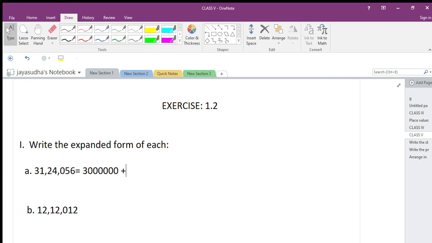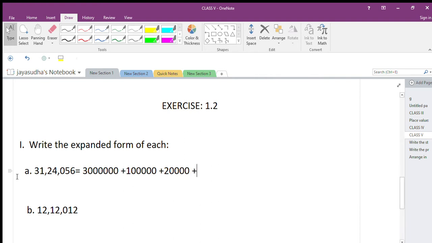Then what about the next digit? 1. After 1, how many digits are counted? 1, 2, 3, 4, 5. So you have to put 5 zeros. That is 1 lakh. After that, the next digit is 2. After 2, how many digits? 1, 2, 3, 4. So you put 4 zeros. What is this number called? 20,000.